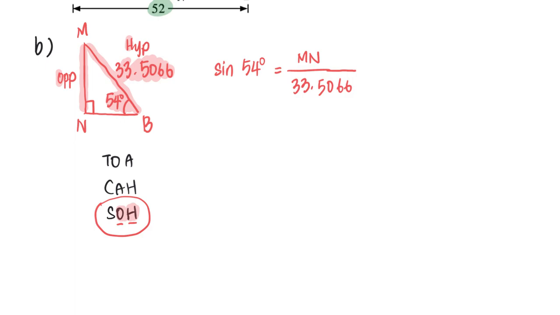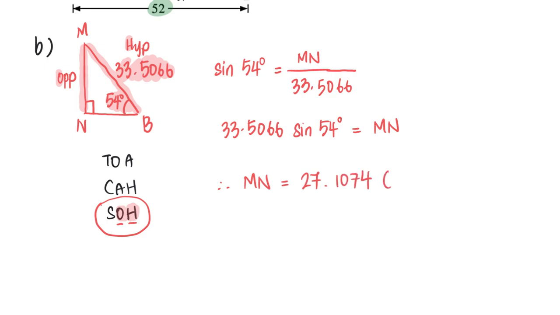And therefore, to find my MN, I just need to multiply 33.50662 on both sides, and I will be able to get my answer for MN, 27.1074. This is to 6 significant figures, and the final answer I'm going to leave to 3 significant figures. Sorry.